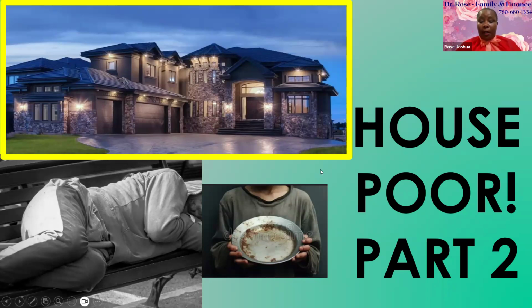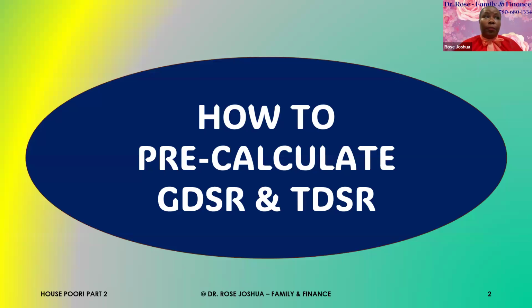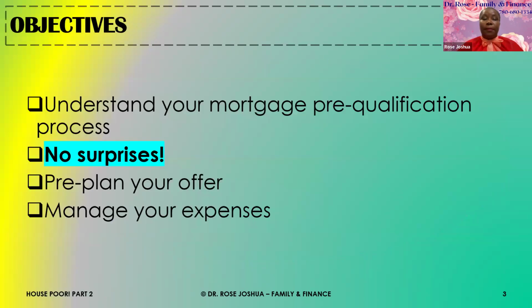So, how do you pre-calculate your GDSR, your TDSR? Again, GDSR is gross debt service ratio, and TDSR is total debt service ratio. If you have not watched video number 1, go to part 1 and watch that. It introduces the concepts. So today we want to help you to understand your mortgage pre-qualification process.